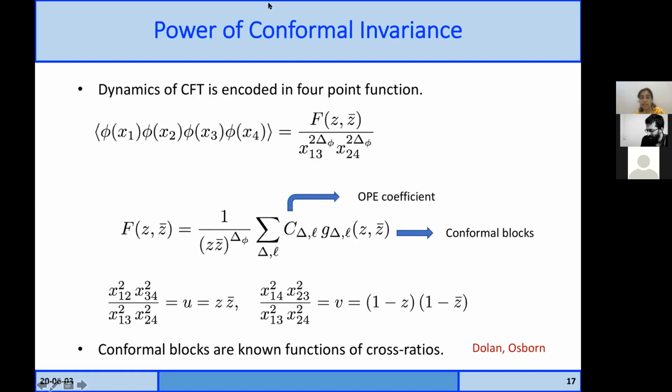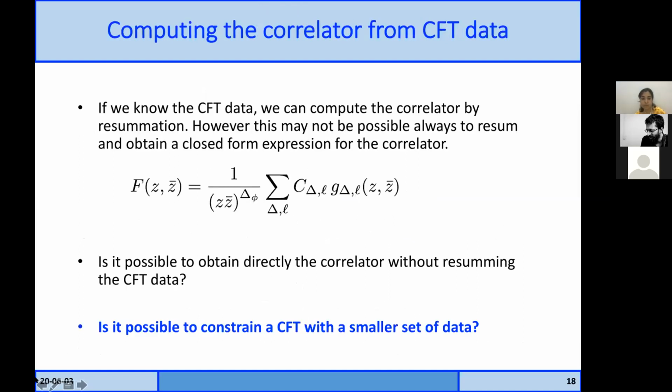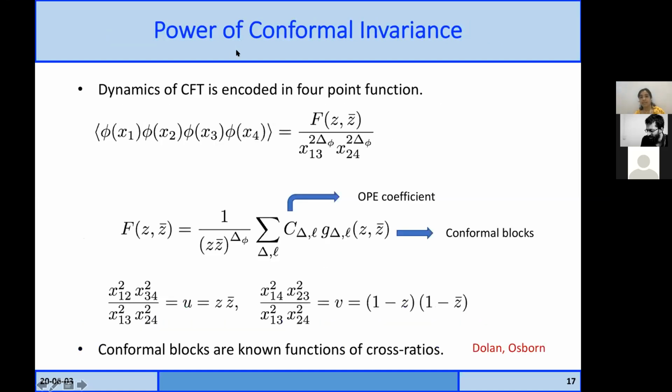Is there a question? I think there's a question from Debangshu. He's asking if the sum in the formula of F(z, z bar) is only over primaries? Yes. The sum is only over primaries because the conformal block encodes the information of a primary and all of its descendants. So in the sum, we don't need to take care of the descendants separately. Is it clear?